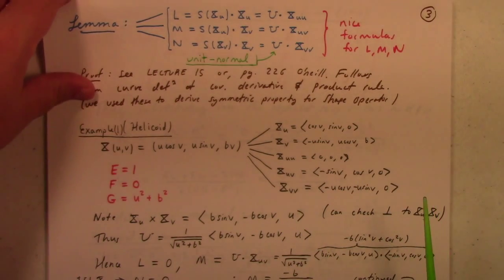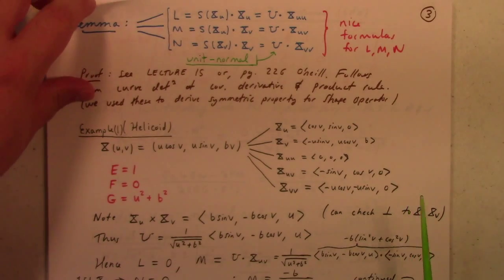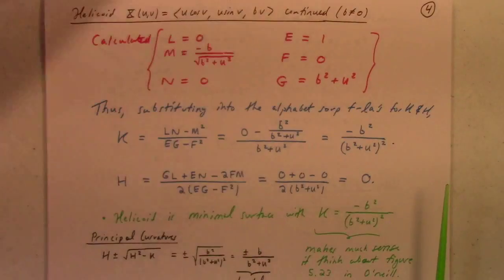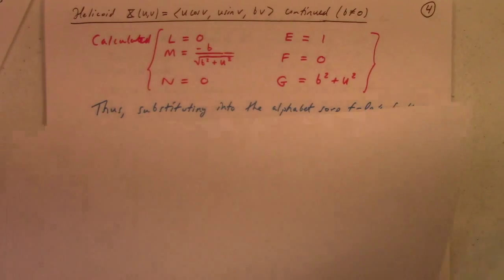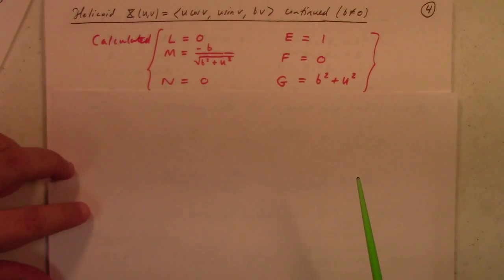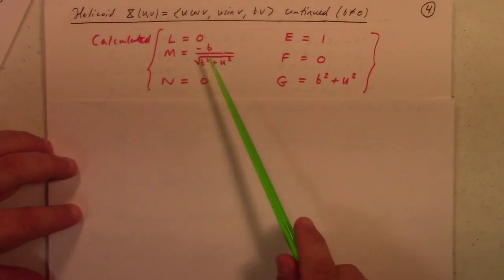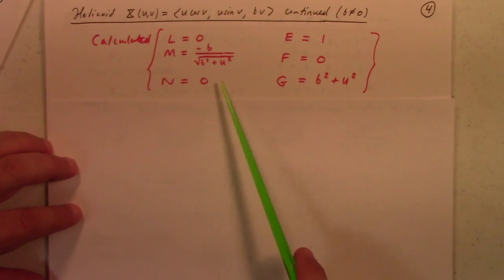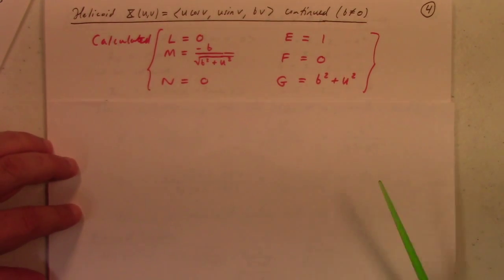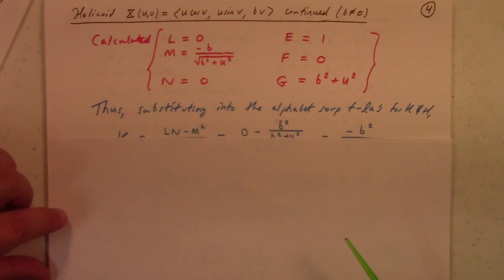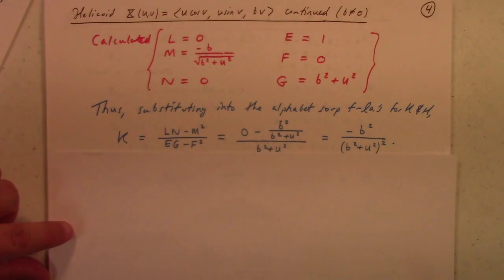So, okay, take all that. All right, remember it. So we've just calculated L is 0, M is this, N is that: 0, minus B over W, 0. And so we substitute those into the alphabet soup formulas, as I like to call them.